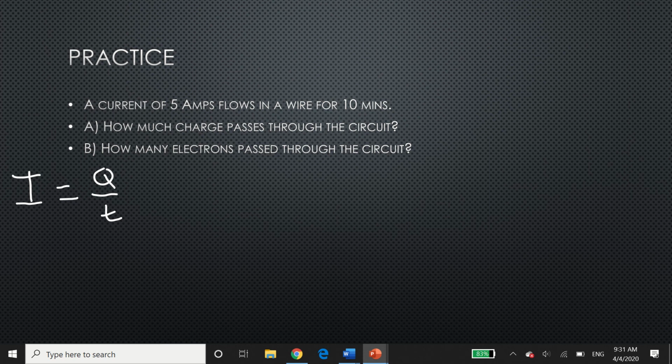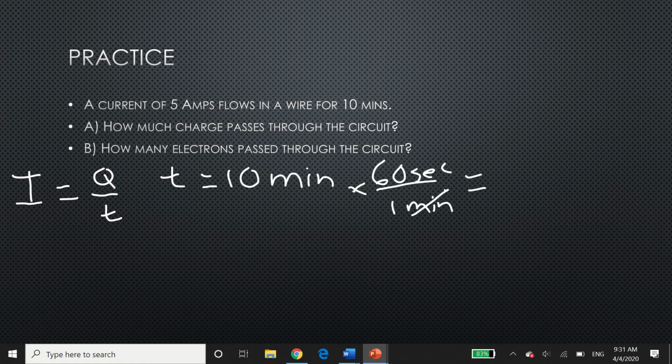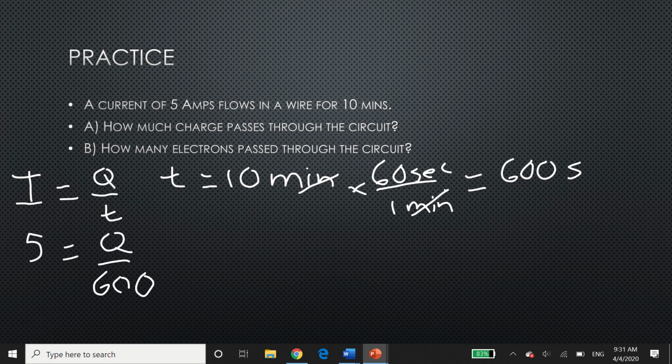The first thing that we need to do, though, before we can plug things into our equation, is convert our time that's in minutes into seconds. That's pretty straightforward, right? We just multiply it by 60 seconds, and that gives us 600 seconds. Once we have that time, then we can just plug everything into our equation. We have the amount of current, which is 5. We have our time in seconds, which is 600, so we're just solving for Q, which is our amount of charge, or coulombs, and that gives us 3,000 coulombs as our charge. Pretty straightforward problem there.